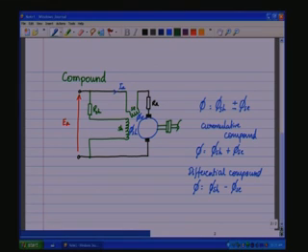In the case of the cumulative compound, under full rated load, the series field flux plus the flux due to the shunt, they add up and they will reach the rated flux.